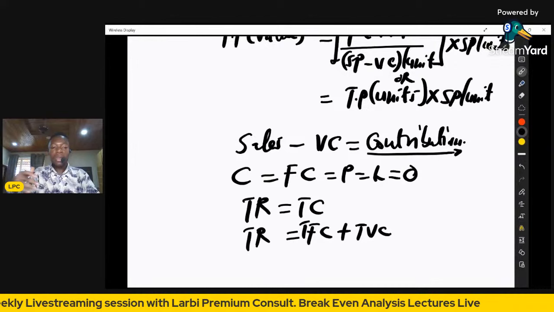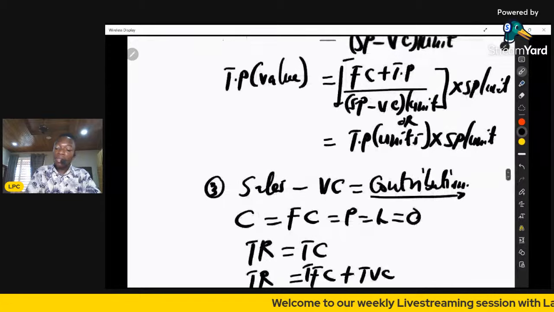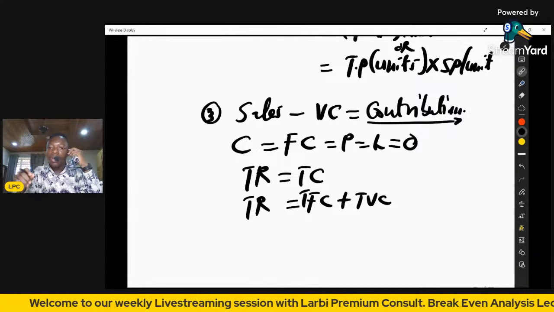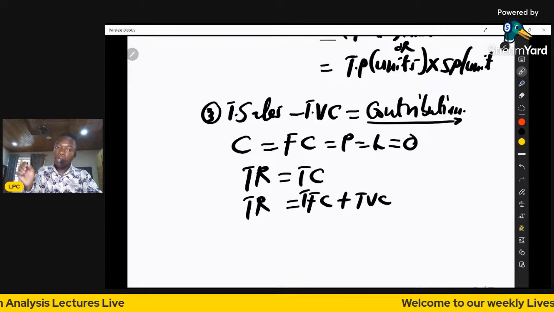So we also define contribution as our third formula, or formula three: contribution is equal to our sales minus the variable cost. Contribution is equal to sales minus the variable cost. Here I was defining contribution from the perspective of total sales minus the total variable cost. That will fetch in my total contribution.